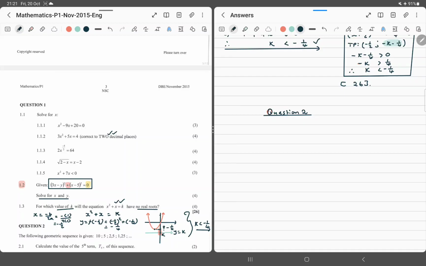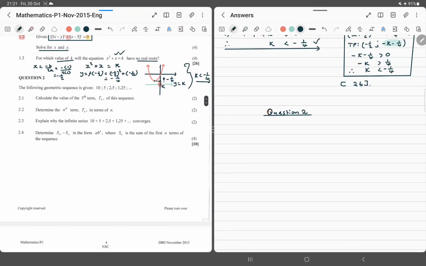Okay. So question 2 is always on sequences and series. So we're given a geometric sequence. There it is. So this is a geometric progression where we've got 10, 5, 2.5, and 1.25, and then it goes on.